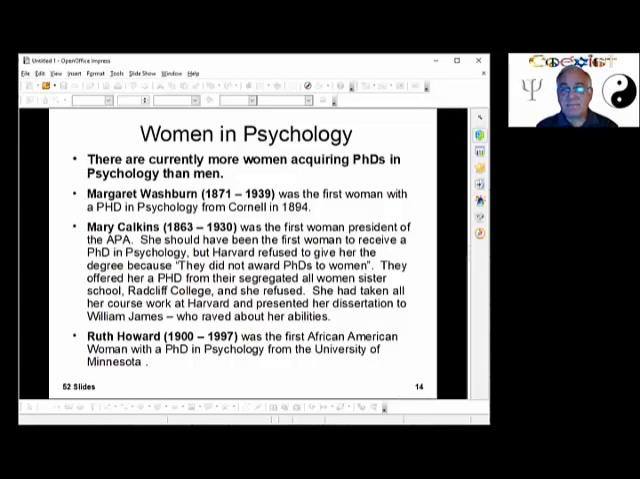But Mary Calkins, who was the first woman president of the APA, was at Harvard. She had gotten special permission to go to Harvard because segregation is not just about black and white. It was about Irish, Jewish, women and men, and Harvard did not accept women at the college. Now, she got special permission to sit in the classes, but when she finished her degree, when she finished all of her classes, and she did her research and defended her research.